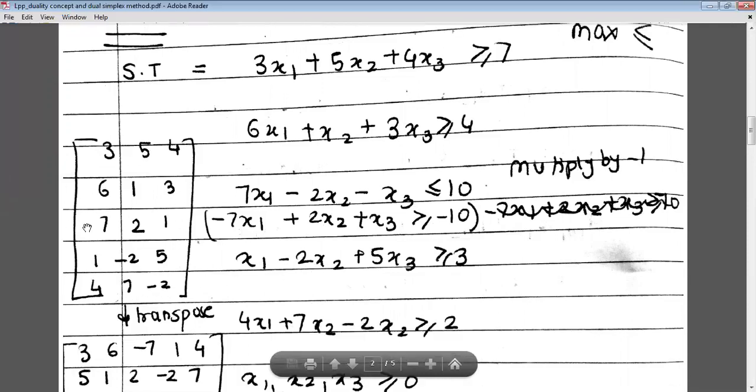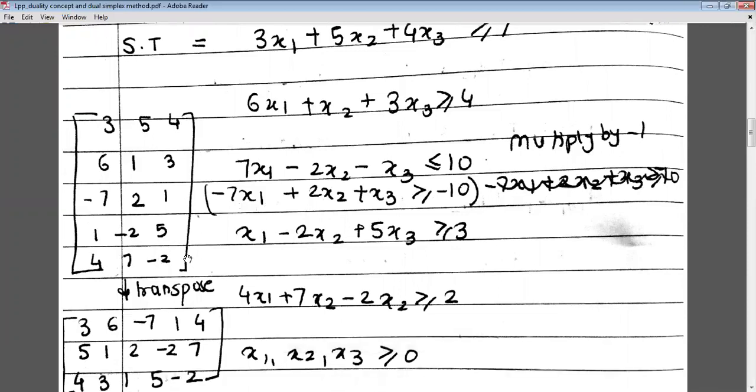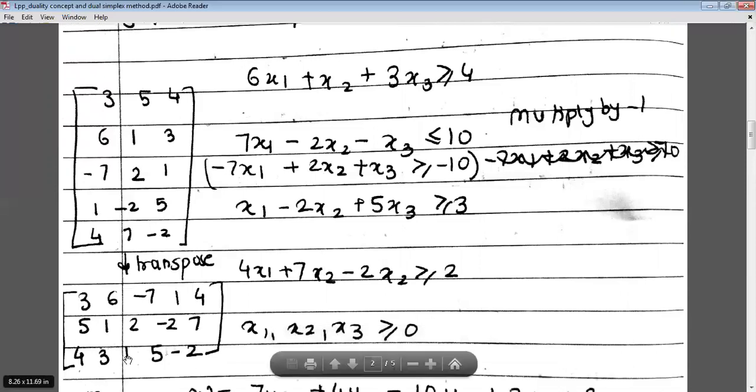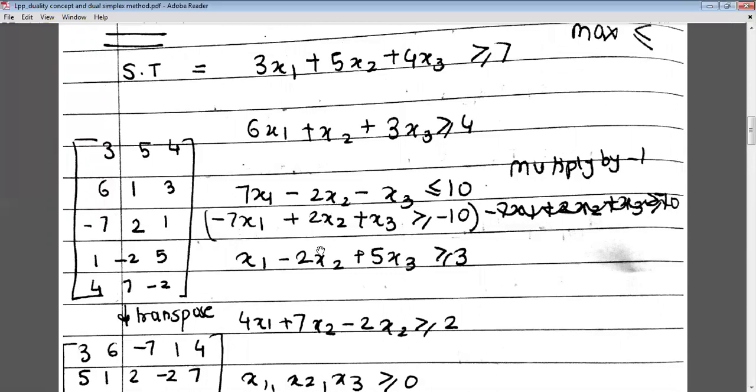Okay, so if you see, it is a transpose. What will you do? You will write these columns as rows. So this will become 3 6 minus 7 1 4, 5 1 2 minus 2 7, and 4 3 1 5 minus 2. This is just a shortcut to remember this. So now in the same manner we will be converting this given LPP into the dual form.